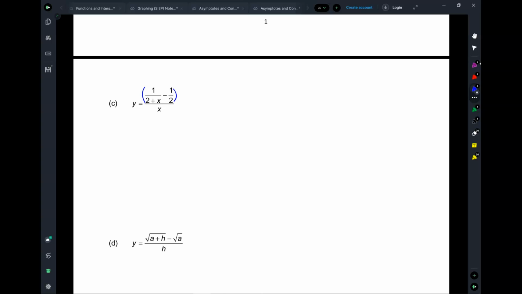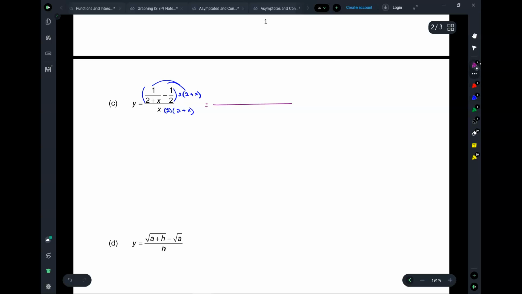What is the common denominator of that top over there? 2 times 2 plus x. So you multiply that by 2 times 2 plus x and you distribute. But you've got to do the same thing to the bottom.